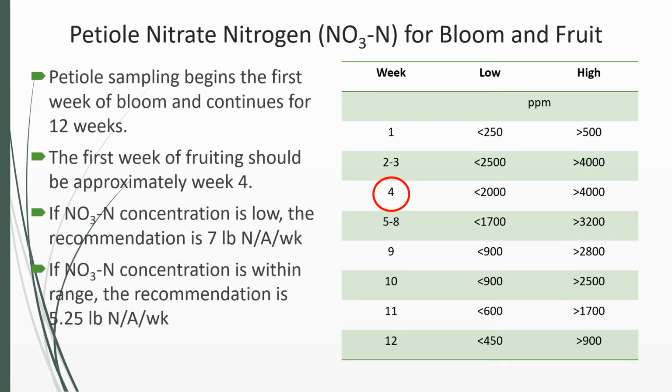What do we do if these ranges are not where they should be? Well, for corrective action, if the nitrate concentration is low, the recommendation is 7 pounds of nitrogen an acre a week. If the nitrate concentration is within range, then the recommendation is to give a maintenance rate, which is 5.25 pounds of nitrogen an acre a week.